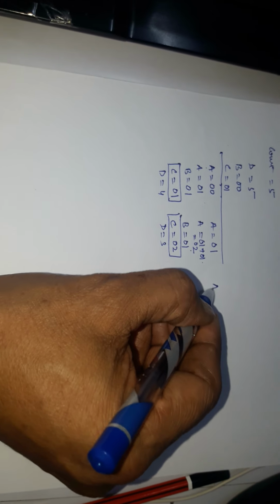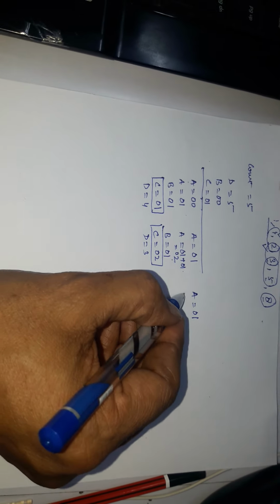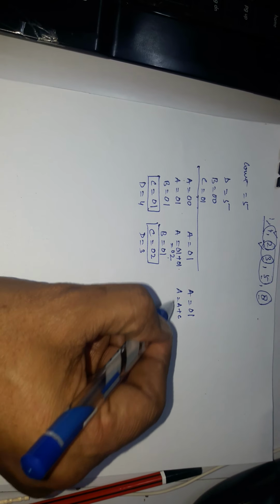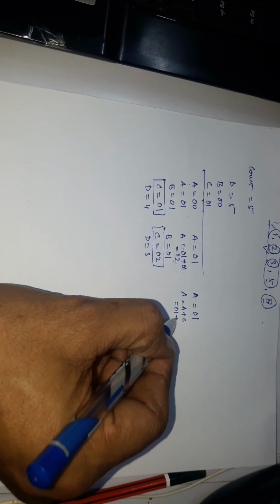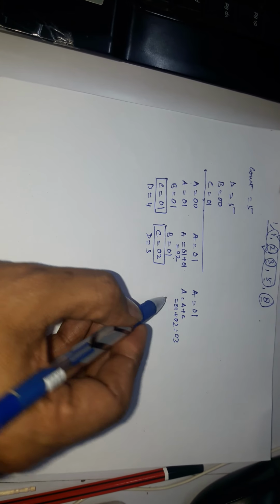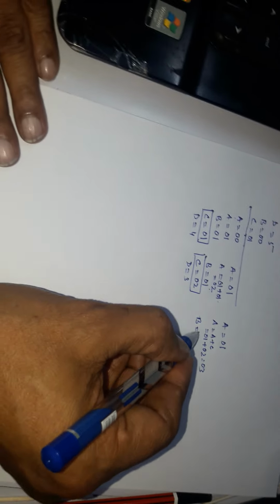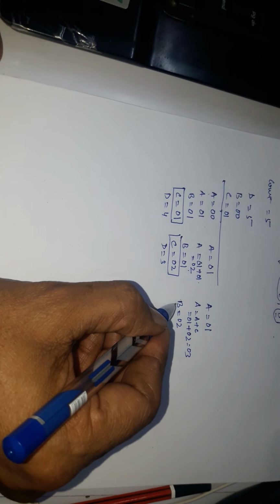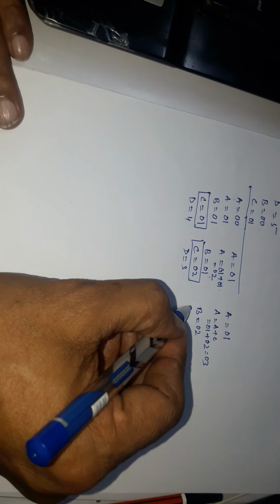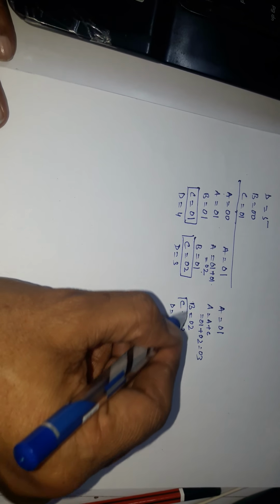Again, since D has not become 0, it will go back, and A will become the value of B. B is having 01, so A will be 01, and next we add C. So A will be A plus C. What is A? A is 01 and C is 02, so A will become 03. When A becomes 03, first of all we copy the value of C into B. C was 02, we copy it into B, and A is 03, so we copy it into C, that is 03, and D will become 2. So this is the third value.